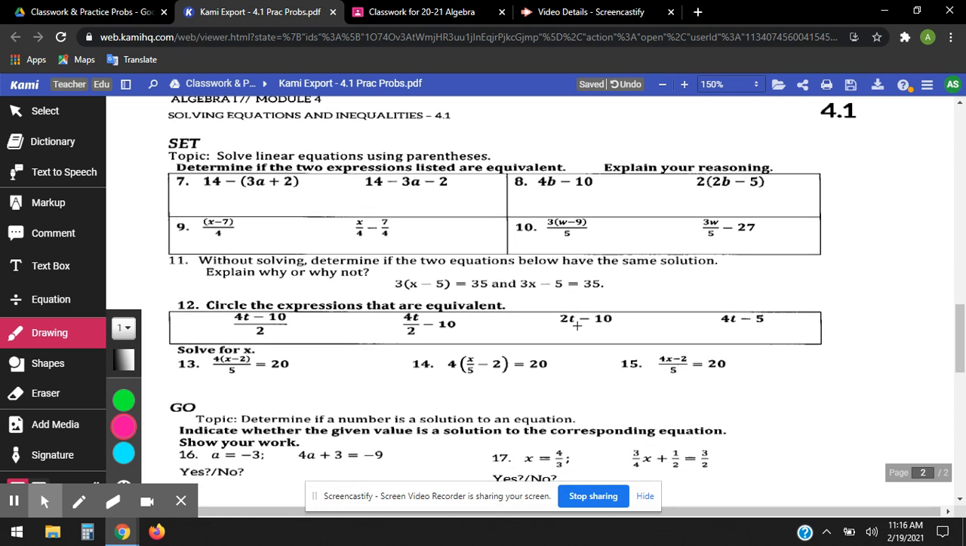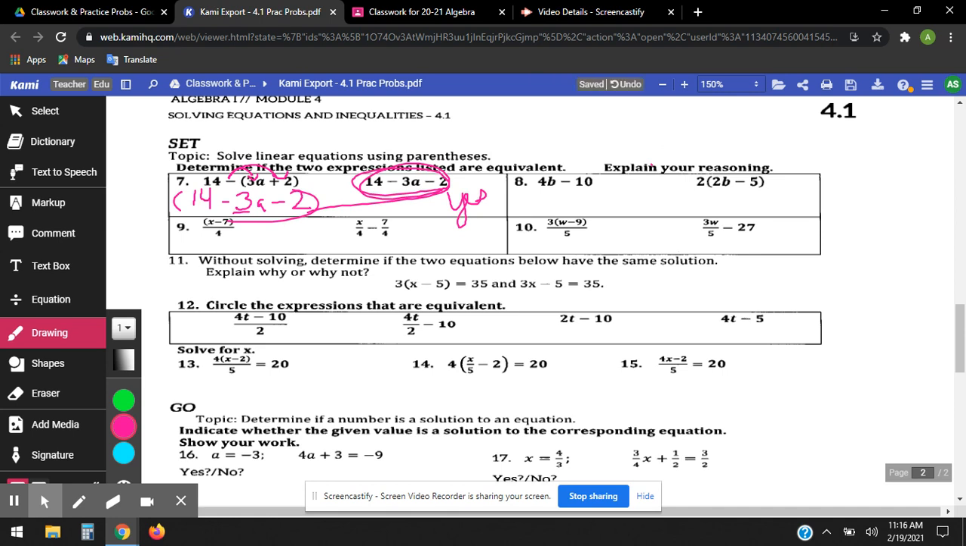So the next type, we're just seeing if these are equivalent. Again, I'm just going to do one to show you how to start it. Basically rearrange on here. Maybe I'll do two. So I'm looking at 14 minus 3a plus 2. Well, let's go ahead and distribute. Let's get the parentheses out of there and just see if these match. So it's 14 minus, if I distribute the negative to each of these, it's negative 3a minus 2. Well, now notice that matches that. So are they equivalent? Yes. And I just proved my reasoning.